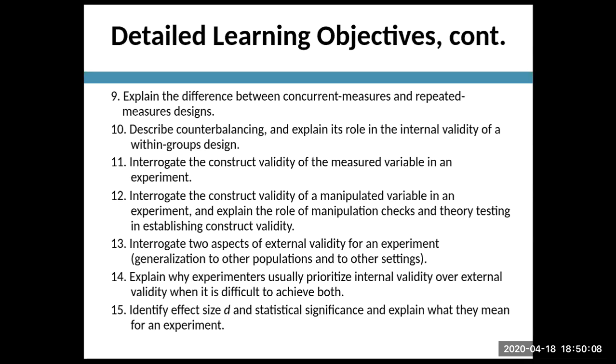Now, this is not the case for all experiments, but if you feel like maybe the construct validity is lacking, there are a couple of ways to check your variables and check your validity for these potential errors. I will interrogate two aspects of external validity for an experiment, which is generalization, in this case to either other populations or to other settings. And then we will finish off with explaining why experimenters usually prioritize internal validity over external validity.